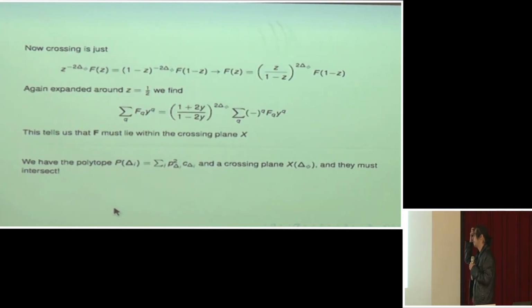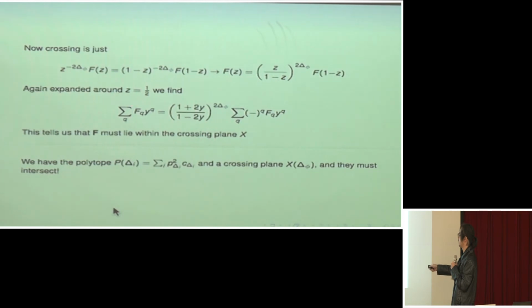Now, of course, we have more constraints here, and the constraint is the fact that the 4-point function has to satisfy crossing symmetry. So this is the formula of crossing symmetry for the 4-point function. And basically what this says is that if you expand your f around z equals 1/2, then these coefficients have to sit within a subplane. Let's call this subplane the crossing plane x. So basically the geometric picture that we have is that we have a polytope which is coming from the convex hull of this C.